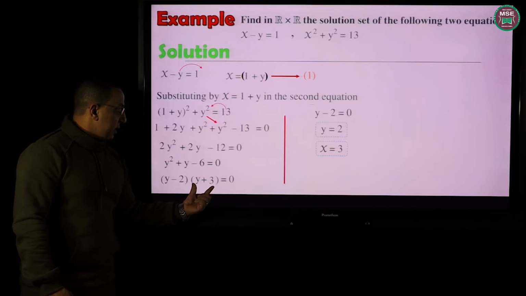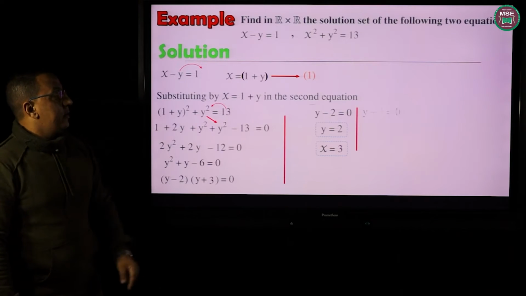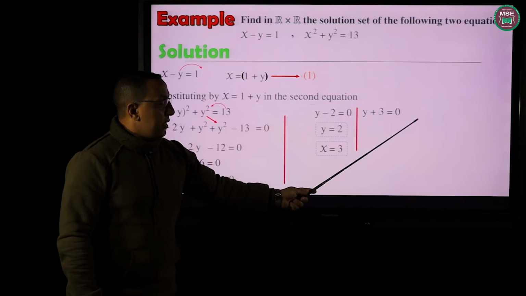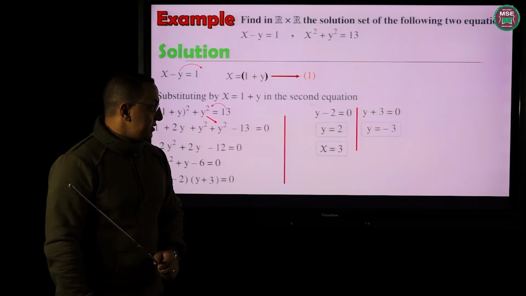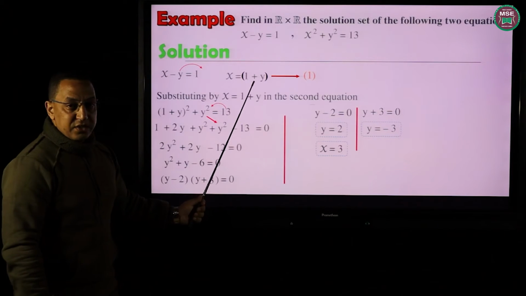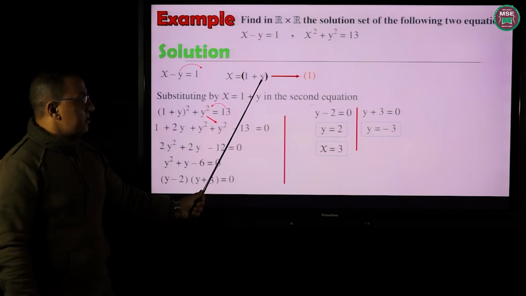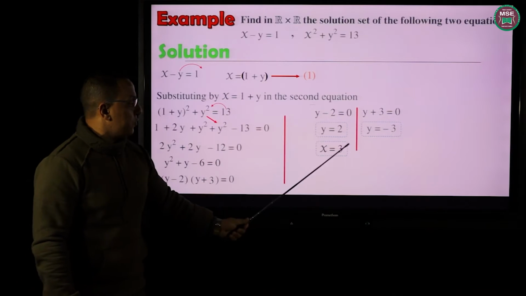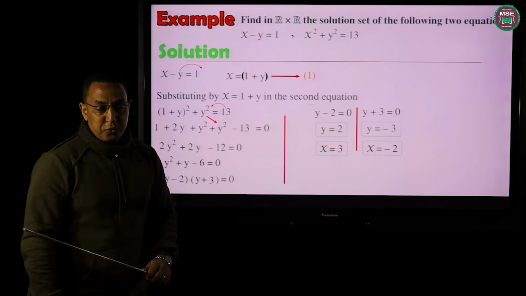Now back to the second bracket. y plus 3 equal 0. I'm going to send 3 to the right side as minus 3, so y equal negative 3. Back to this equation, put right here in place of y negative 3. So 1 plus negative 3 equal negative 2. So x equal negative 2.